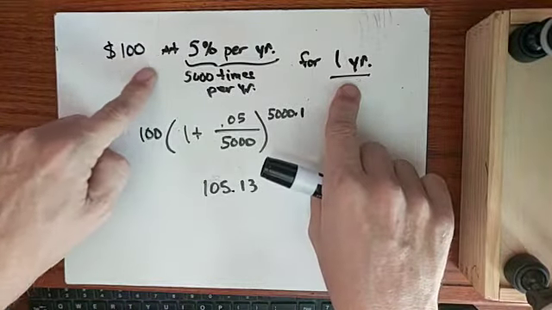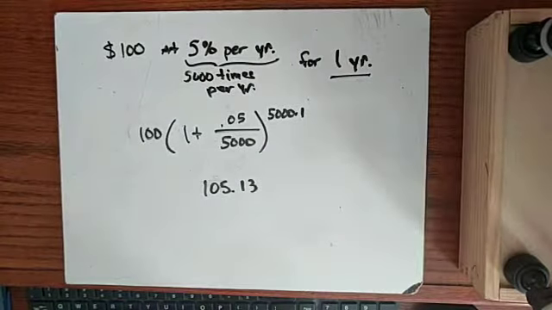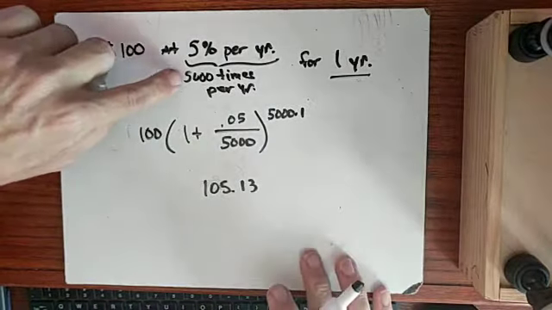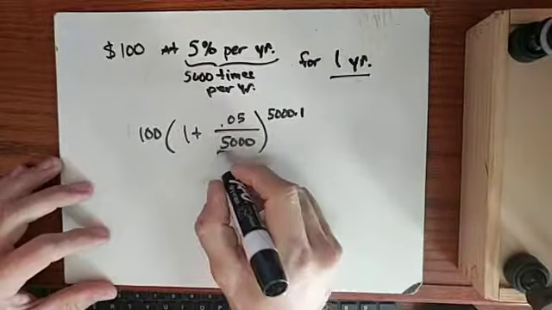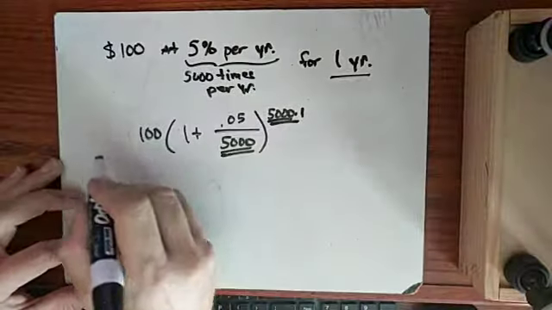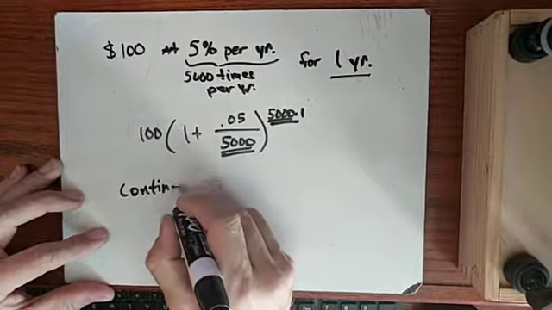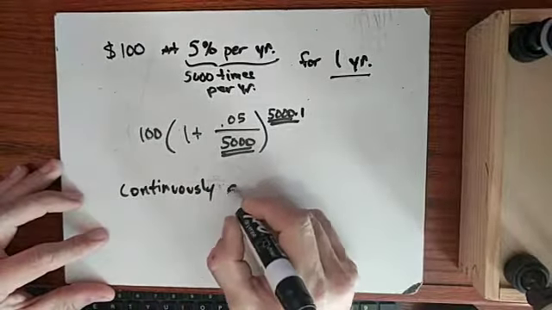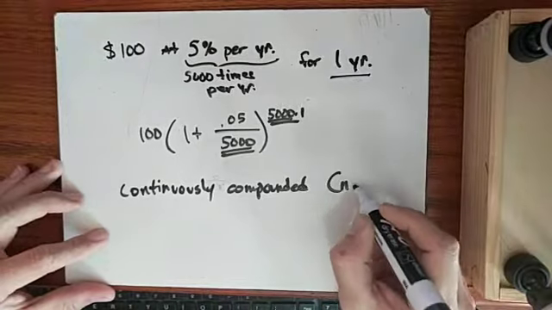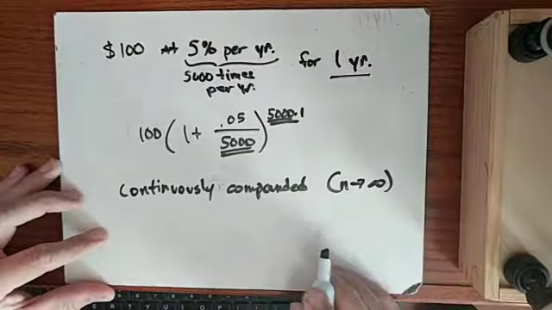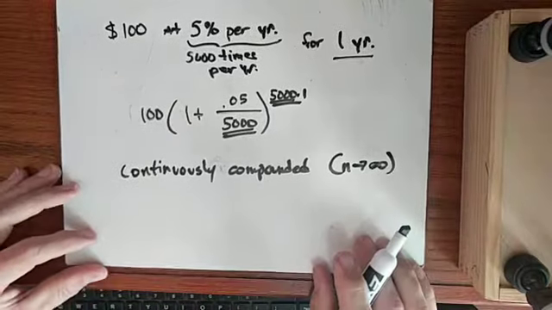So if it were $10,000 for 30 years, that 3 cents would add up really quick, right? So how you compound the interest is really important. And if you make N infinitely large, this formula turns out to be continuously compounded. That's if N is an infinitely big number, bigger than anything you can possibly imagine.